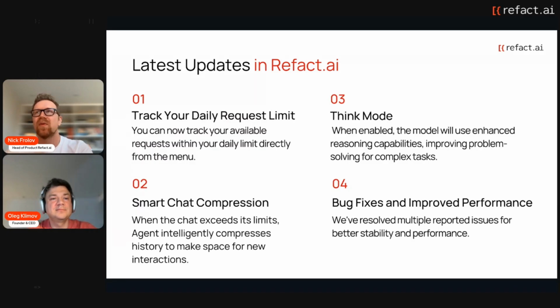We also improved our work with the context. We added the chat compression logic and mechanism, and they help to keep working with long chats while optimizing the chat context and compressing it. Think mode has been added now and supported. The think mode is essentially turning on the reasoning capabilities of reasoning models, such as Claude 3.7 or OpenAI models like O3.